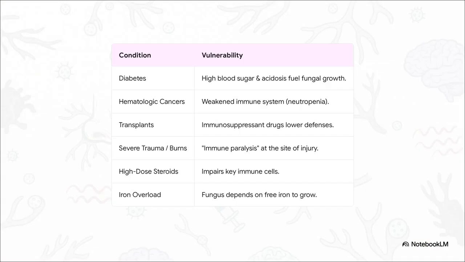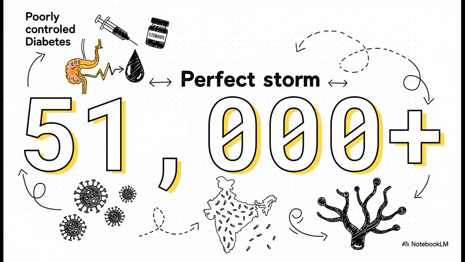And look, the core issue isn't just having a quote-unquote weak immune system. The vulnerabilities are surprisingly specific. For patients with diabetes, high blood sugar, and acidic conditions literally act as fuel for the fungus. For trauma patients, the body can go into a state of immune paralysis right at the site of the injury. And what I found really fascinating is that the fungus has this particular hunger for iron, making patients with iron overload just prime targets. And this isn't just theory. During the COVID-19 pandemic, we saw a tragic perfect storm. The high-dose steroids used to save patients from the virus also happened to suppress their immune systems.